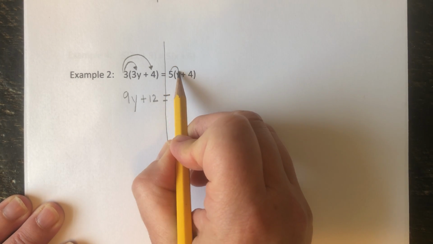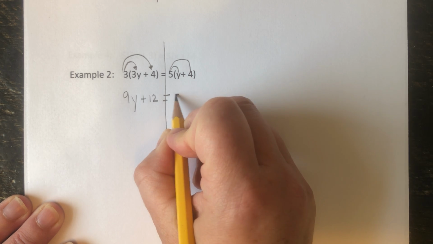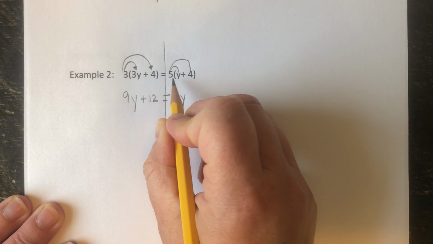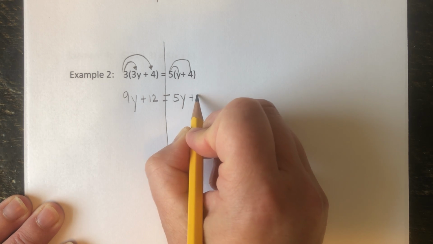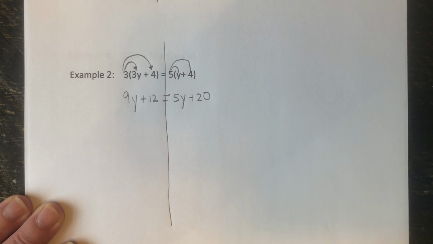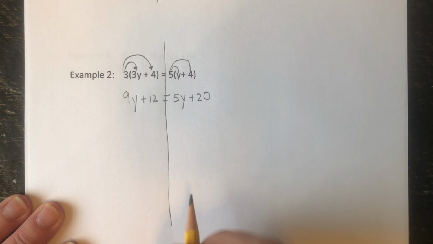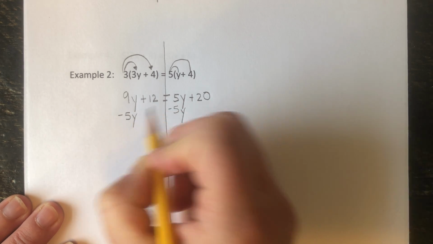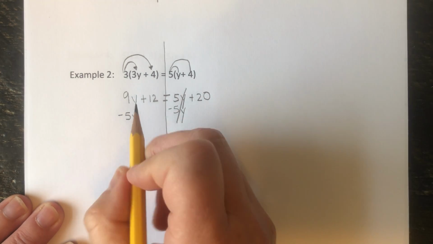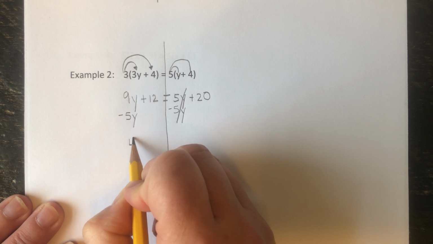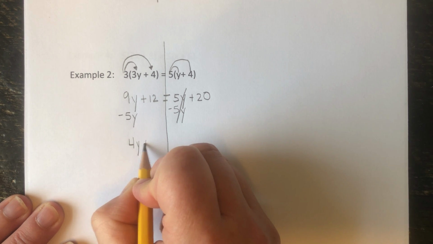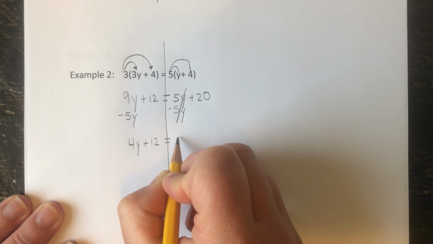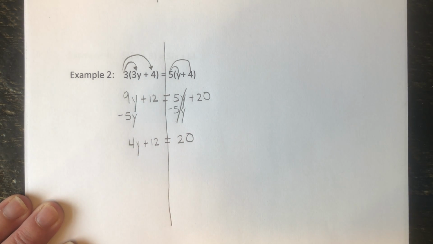Equals 5 times y and 5 times 4. So I have 5 times y is 5y. 5 times 4 is 20. Okay, so notice I have y's on both sides of the equation. I need to get all the y's on one side. So I'm going to subtract 5y on both sides. My 5's will cancel. 9 minus 5 is 4y. Bring down your plus 12 equals 20.